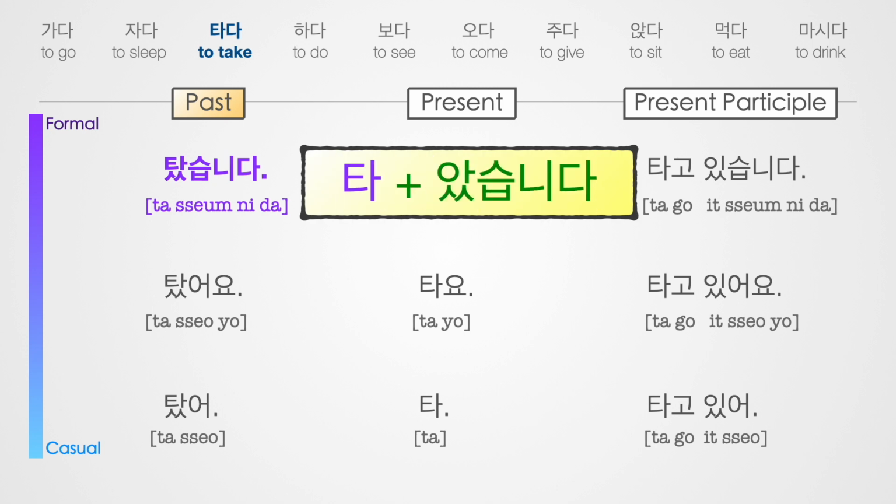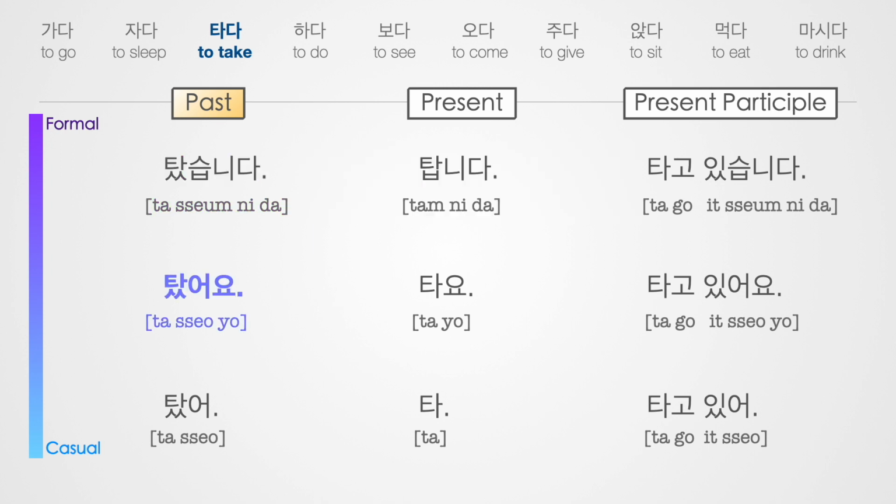Starting with the formal expression in past tense, 탔습니다. 탔어요. 버스를 탔어요. 탔어. 택시를 탔어. Similar to 가다 and 자다, the present tense is 탑니다. 타요. Casual present tense is also used as a command form. 타. You can say you're taking the train in three different ways.